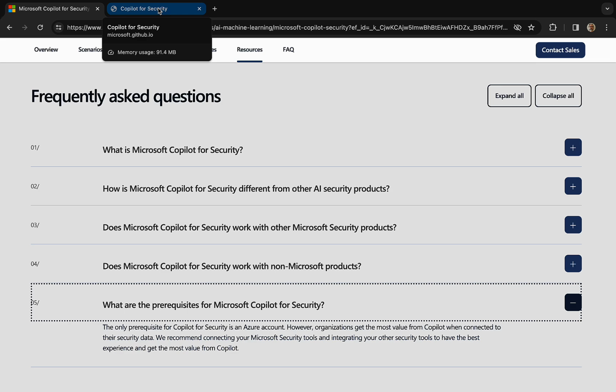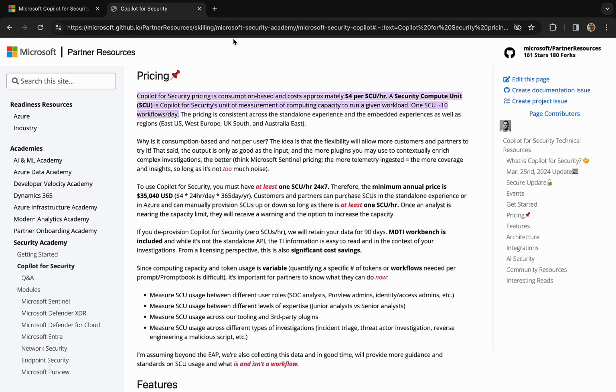Now, it was expected that this was going to be a very similar model to Copilot for Microsoft 365 and that you would have to buy a certain amount of spend. But Microsoft have come out and actually released a different model for their costing. And in this GitHub article here, it is telling us that Copilot for Security pricing, which we can see highlighted in the purple here, is consumption-based and costs approximately $4 per SCU per hour.